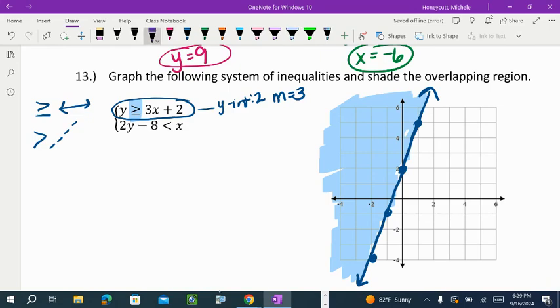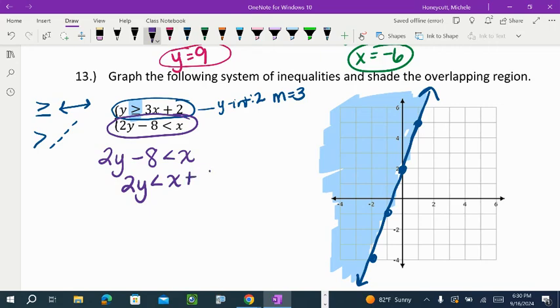Okay, now I'm going to work on 2y minus 8 is less than x. That one, if I'm going to graph that by hand, then I need to rearrange it so that the y is all by itself. So if I add the 8 to both sides, I'll have 2y is less than x plus 8. And then I can divide everything by 2. So y is less than 1/2 x plus 4. Oh, I added or equal to. y is just less than.